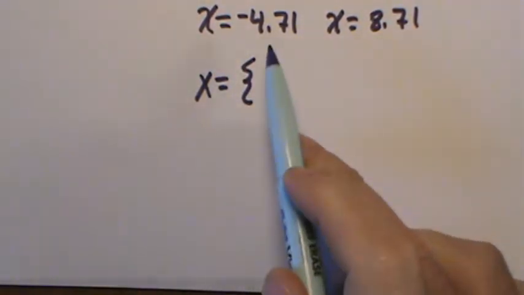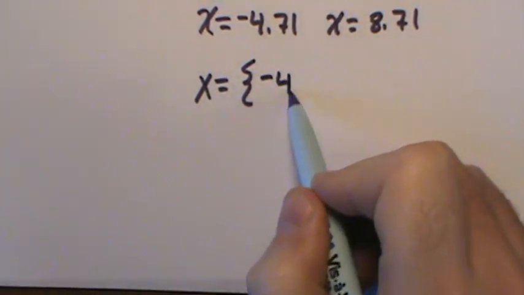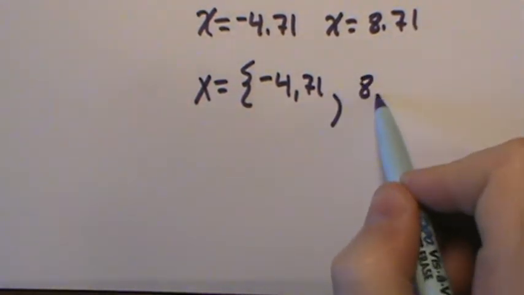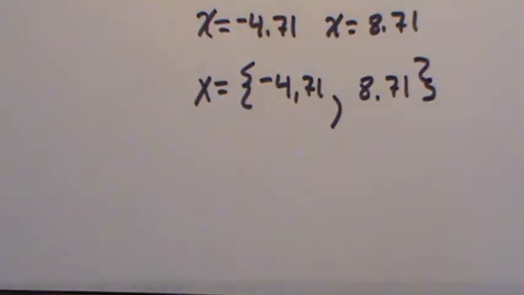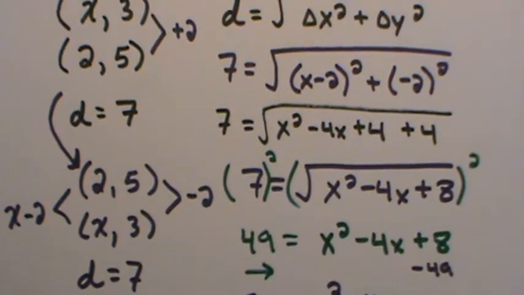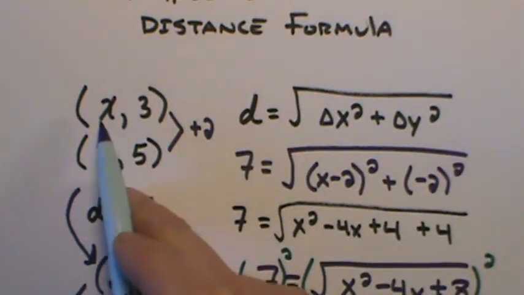And you'd want to list these as a finite set. Finite set simply means you list both answers that you have, least to greatest. So you say negative 4.71, comma, 8.71. There's my list of answers. Now that's how to use the distance formula to find a missing coordinate.